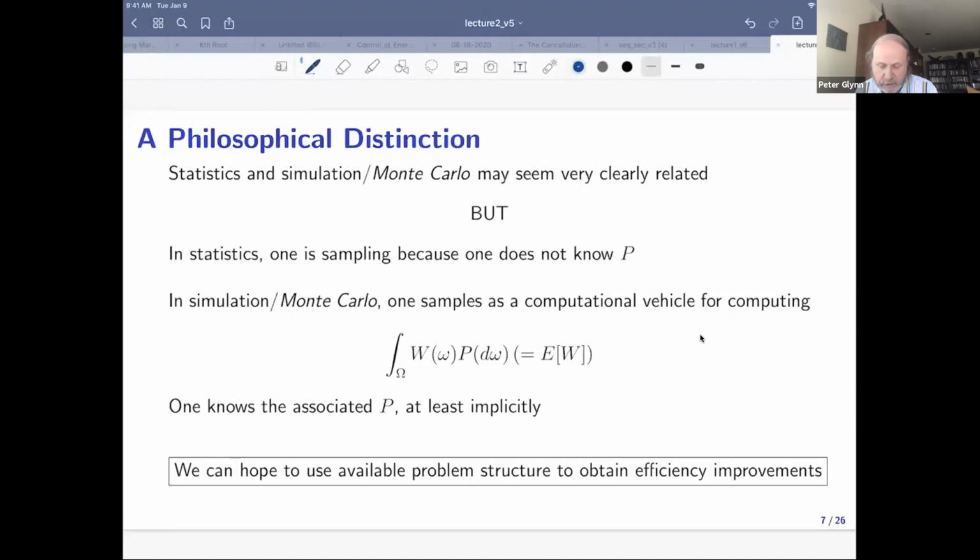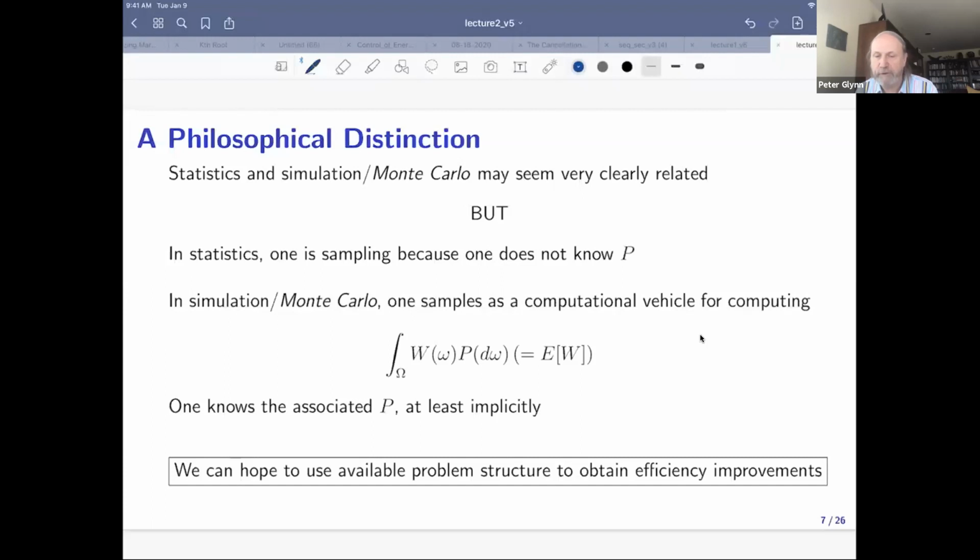value. So the world of simulation is really a class of numerical methods that are intended to offer efficient computation of expected values and probabilities. That means in the simulation context that in principle, we know the underlying probability distribution that we're working with. And as a consequence, we can try to leverage the knowledge that we have of that underlying probability distribution to try to obtain efficiency improvements.